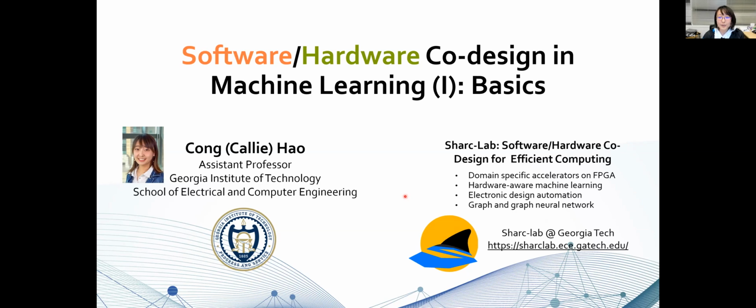So for today's topic, the whole session is about software hardware co-design. This is a huge topic. As the first speaker, and also because this is a tutorial, I will cover the basics of hardware software co-design. For those who are already familiar with it, this may be a little boring, but I hope I can cover it in a systematic way.